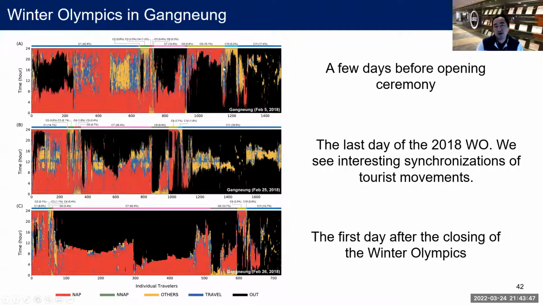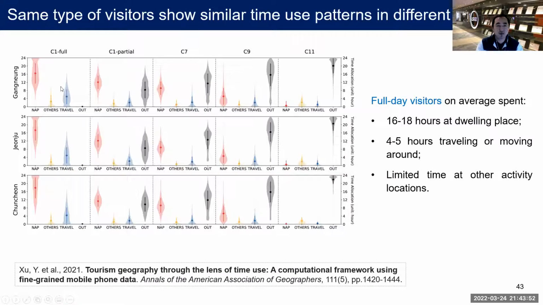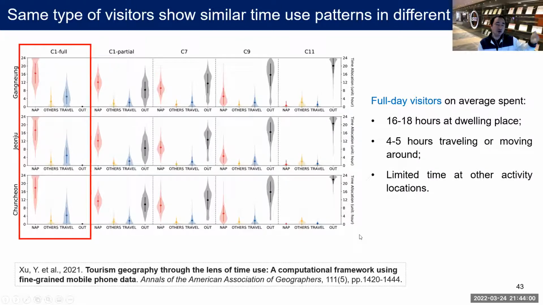We not only quantify people's time use from the perspective of the city, but also at the individual level. We try to quantify how people spend time at different types of locations. For instance, in all these 3 cities, we quantify for people, if you come to the city and spend 24 hours, 100% of time in the city, we find that on average they spend 16 to 18 hours at the dwelling place, hotel accommodation place, 4 to 5 hours traveling or moving around, and very limited time at other locations.